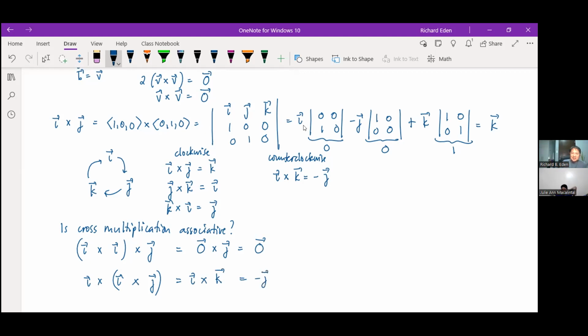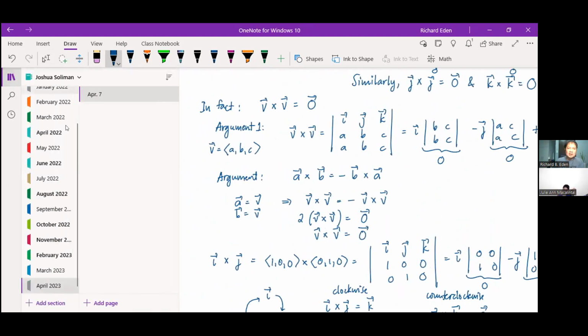So as you can see here, the results are different. This is an example which shows that if you change the grouping in a series of cross products, the result is going to be different. So the answer to the question is no. Cross multiplication is not associative.